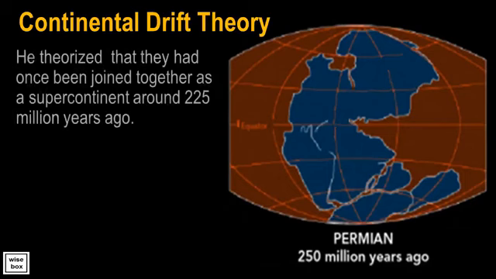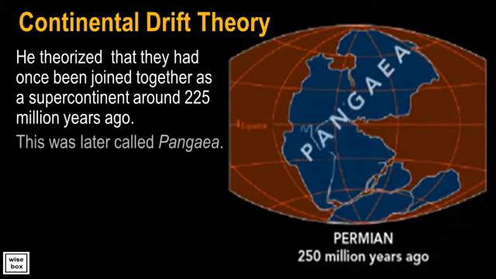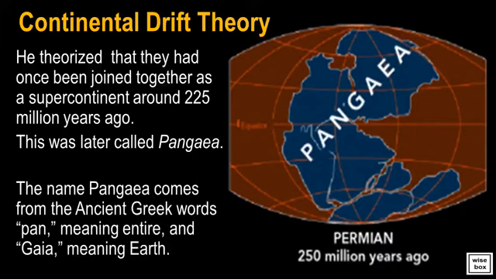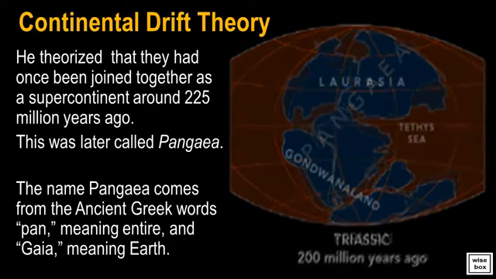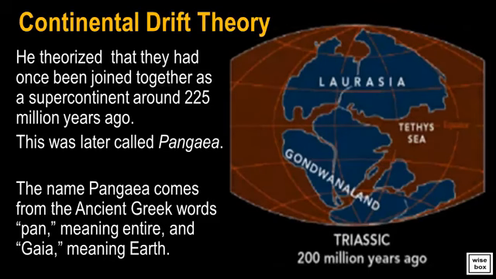Wegener theorized that the continents had once been joined together as a supercontinent around 225 million years ago. This was later called Pangaea. The name Pangaea comes from the ancient Greek words pan, meaning entire, and Gaia, meaning earth.